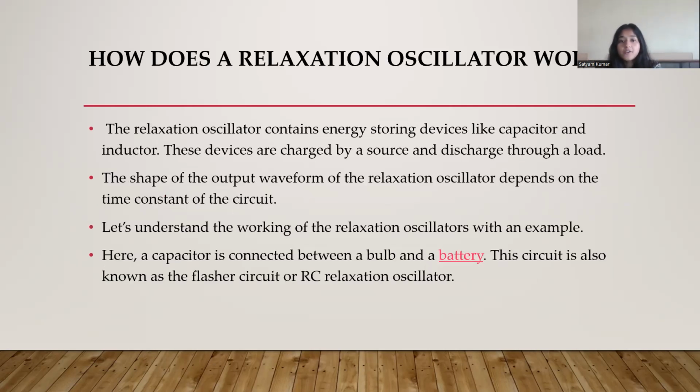Now, how does a relaxation oscillator work? The relaxation oscillator consists of energy storing devices like capacitor and inductor. These devices are charged by a source and discharged through a load. The shape of the output waveform of the relaxation oscillator depends on the time constant of the circuit, which is given by the equation. Now, we are going to understand the working of the relaxation oscillator with the help of an example. So consider that a capacitor is connected between a bulb and a battery. This circuit can also be called the flasher circuit or RC relaxation oscillator.